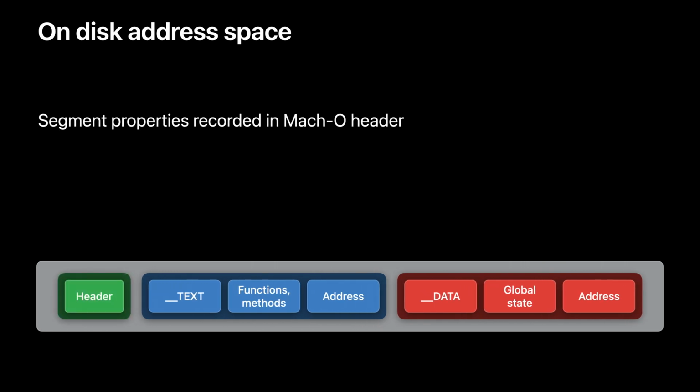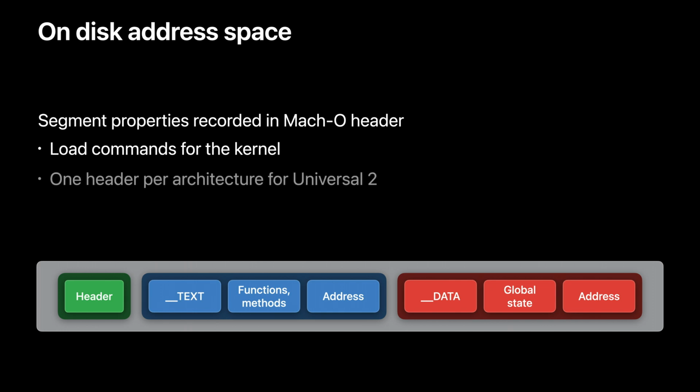The linker records this information at the very beginning of your executables as part of the Mach-O header. Mach-O is the format used for all executable binaries and libraries, and the system knows that it needs to read this header to run your apps. Looking a little more closely, the Mach-O header contains a number of load commands that hold the segment properties. The system uses these load commands to load the segments into memory. Note that if your apps are universal too, then the app will have one header and a set of segments for each architecture.